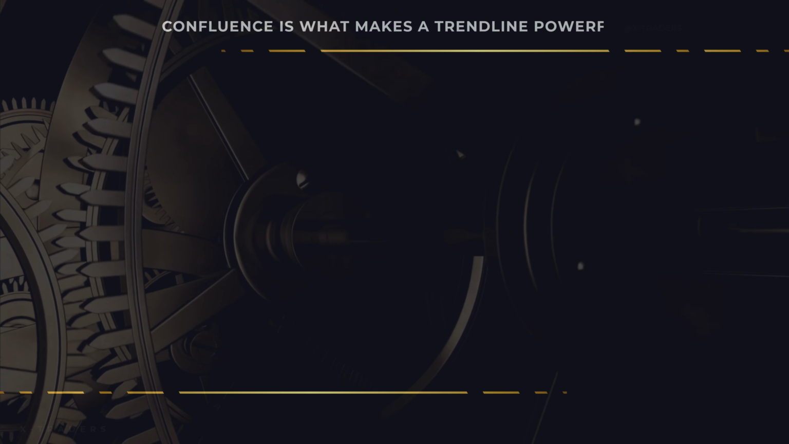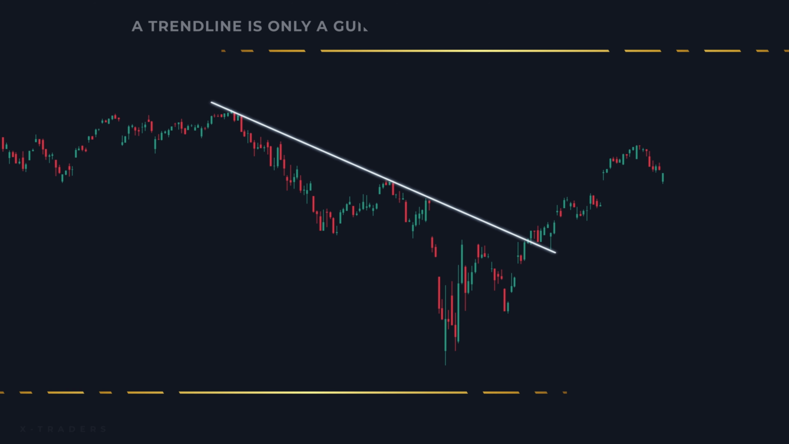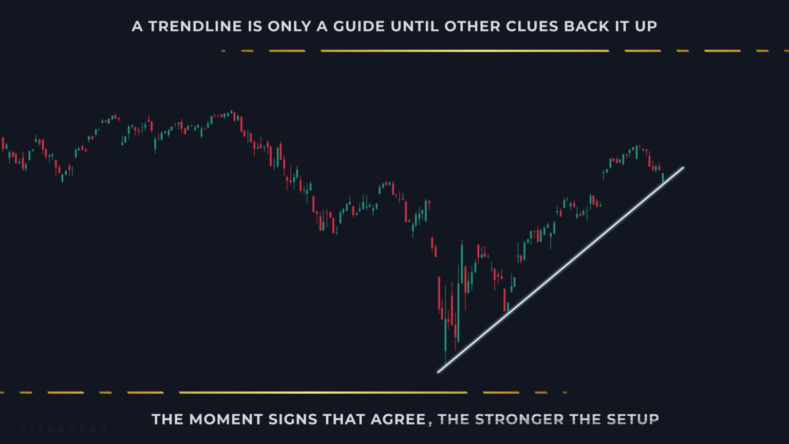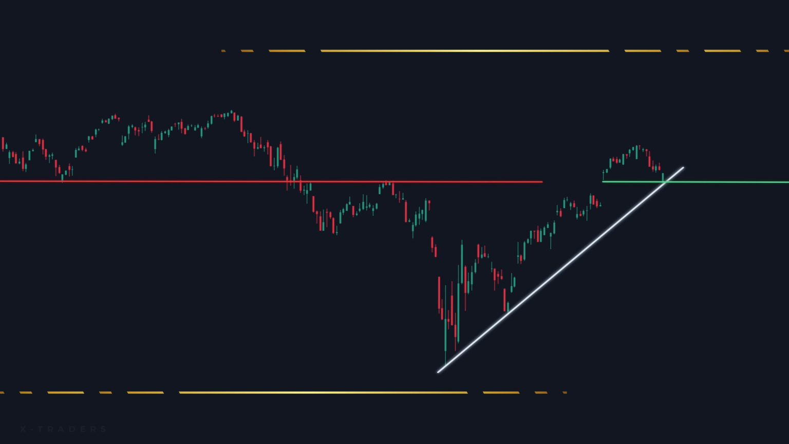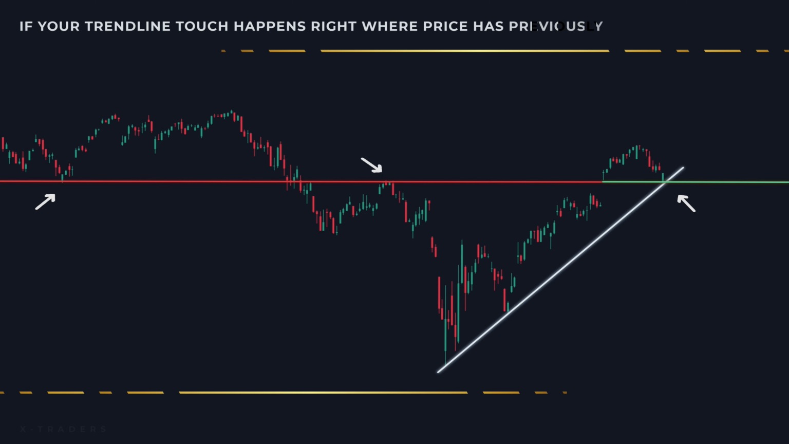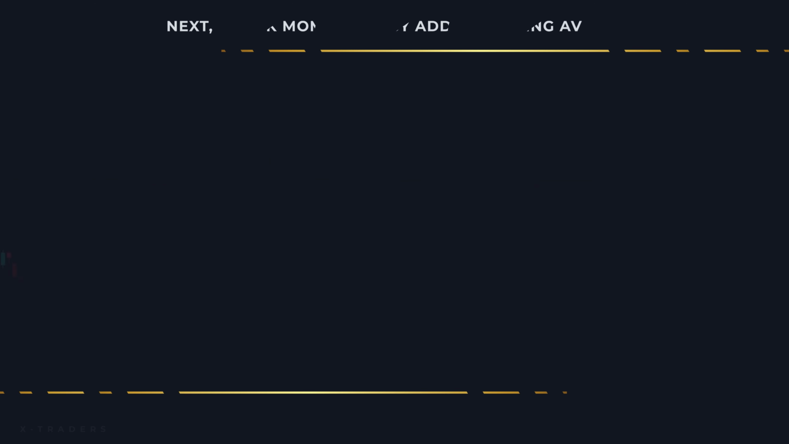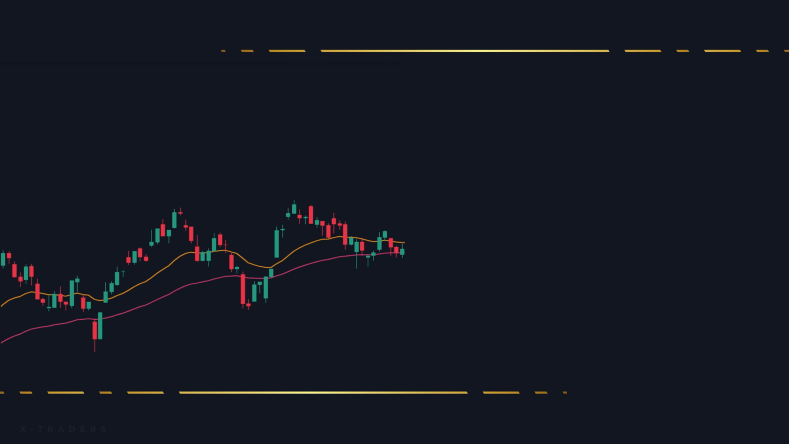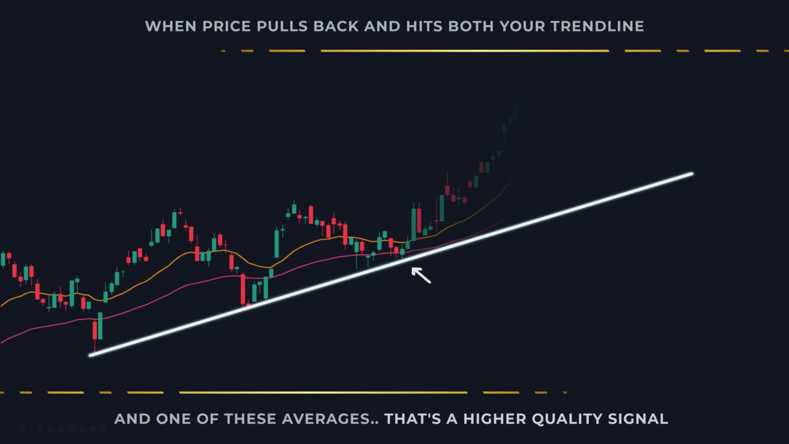Confluence is what makes a trend line powerful, because a line by itself is only guidance. A trend line is only a guide until other clues back it up. The more signs that agree, the stronger the setup. First, look for key levels where price reacted before. Horizontal support or resistance. If your trendline touch happens right where price has previously bounced or stalled, it carries more weight. Next, check momentum by adding moving averages such as the 20 or 50 EMA. When price pulls back and hits both your trendline and one of these averages, that's a higher quality signal.